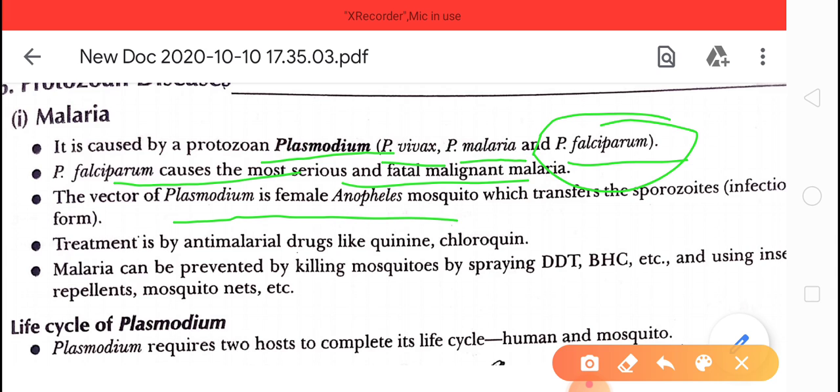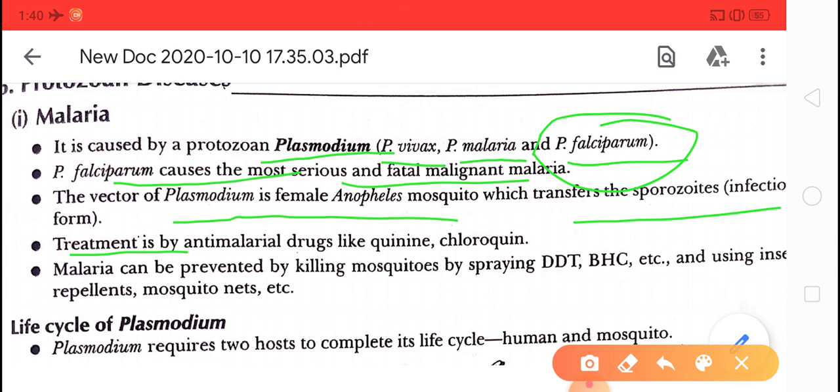Which transfers the sporozoites. Sporozoites are the infectious form of Plasmodium. When the Plasmodium completes its life cycle, after that it converts into sporozoites, and these sporozoites are responsible for causing malaria.